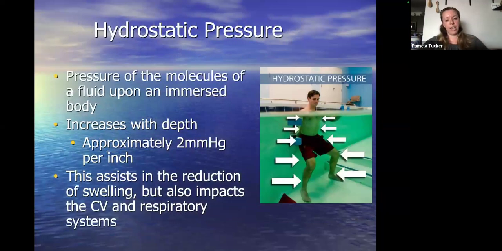Another consideration we keep in mind with aquatics is hydrostatic pressure. I'm sure you've seen that if you take a balloon and put it in the water, it compresses. As you go deeper and deeper into the water, the pressure increases. This can impact swelling, which is a great thing, especially if you are coming in after an orthopedic injury, but it also does affect the cardiovascular and respiratory systems. Breathing can be more challenging as you go deeper in the water because of the pressure being exerted on your rib cage. It's a little bit more work and more energy expenditure.